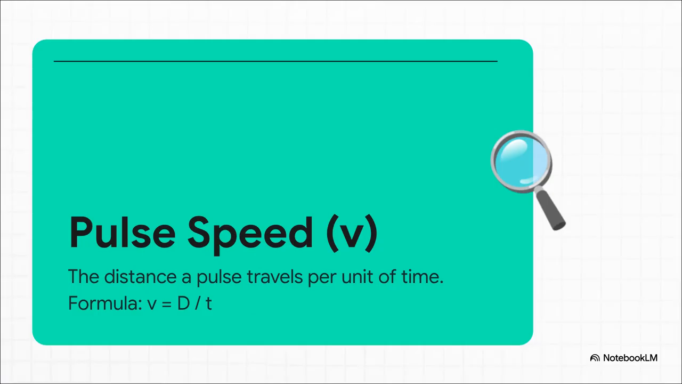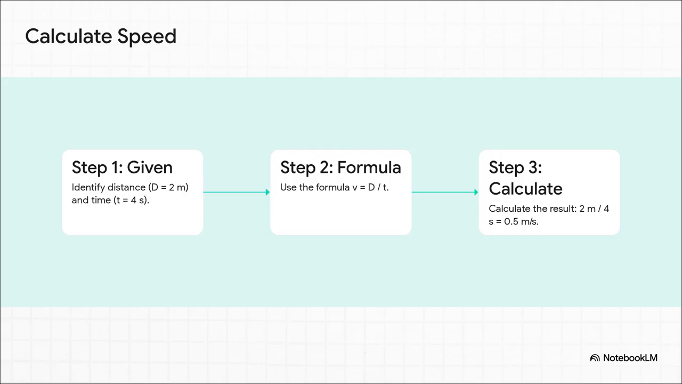Pulse speed is, well, exactly what it sounds like. It's how fast that disturbance is traveling. And the formula for it couldn't be more straightforward. Speed is just the distance it covers divided by the time it took to get there. Let's just do a super quick example. Imagine a pulse travels 2 meters down a rope and it takes 4 seconds. We just pop those numbers into the formula. So 2 meters divided by 4 seconds, that gives us a speed of 0.5 meters per second.